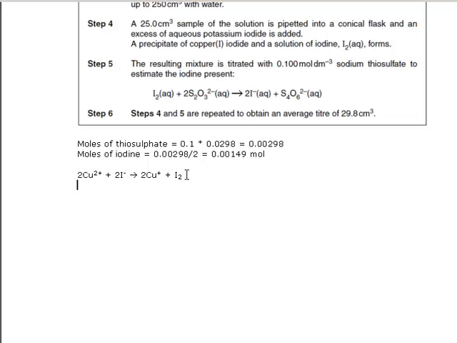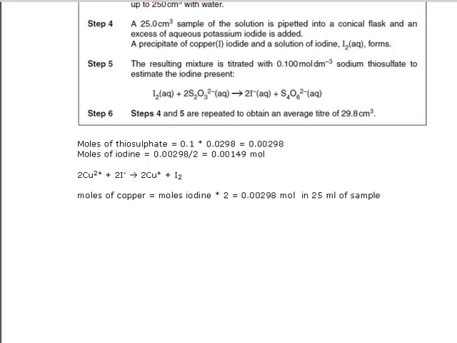Now if we know the moles of iodine that's formed, which we do here, we can see that the moles of copper was twice as many moles of copper needed to make these moles of iodine. So the moles of copper equals moles of iodine times 2, which is equal to, and we go back to the moles of thiosulfate value, moles. Okay, so we've got the moles of copper in our solution, but this was moles of copper in 25 ml of the sample.